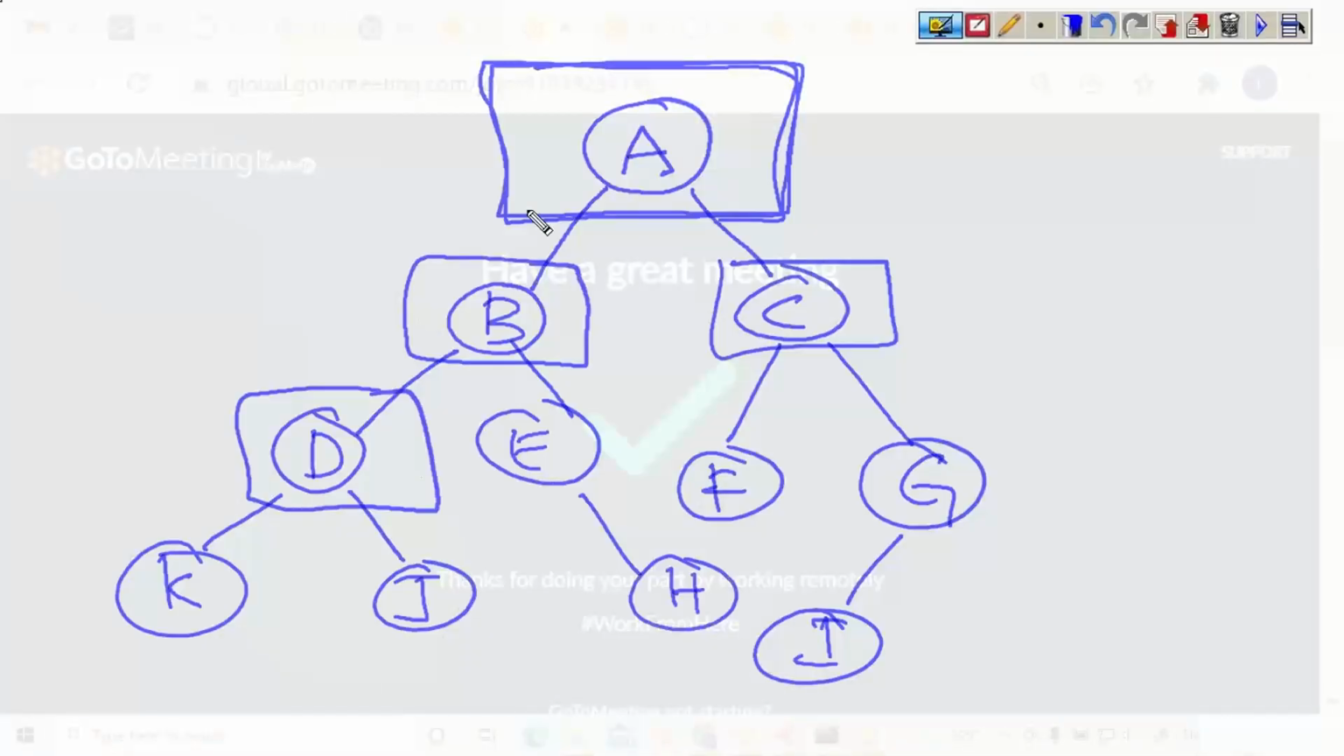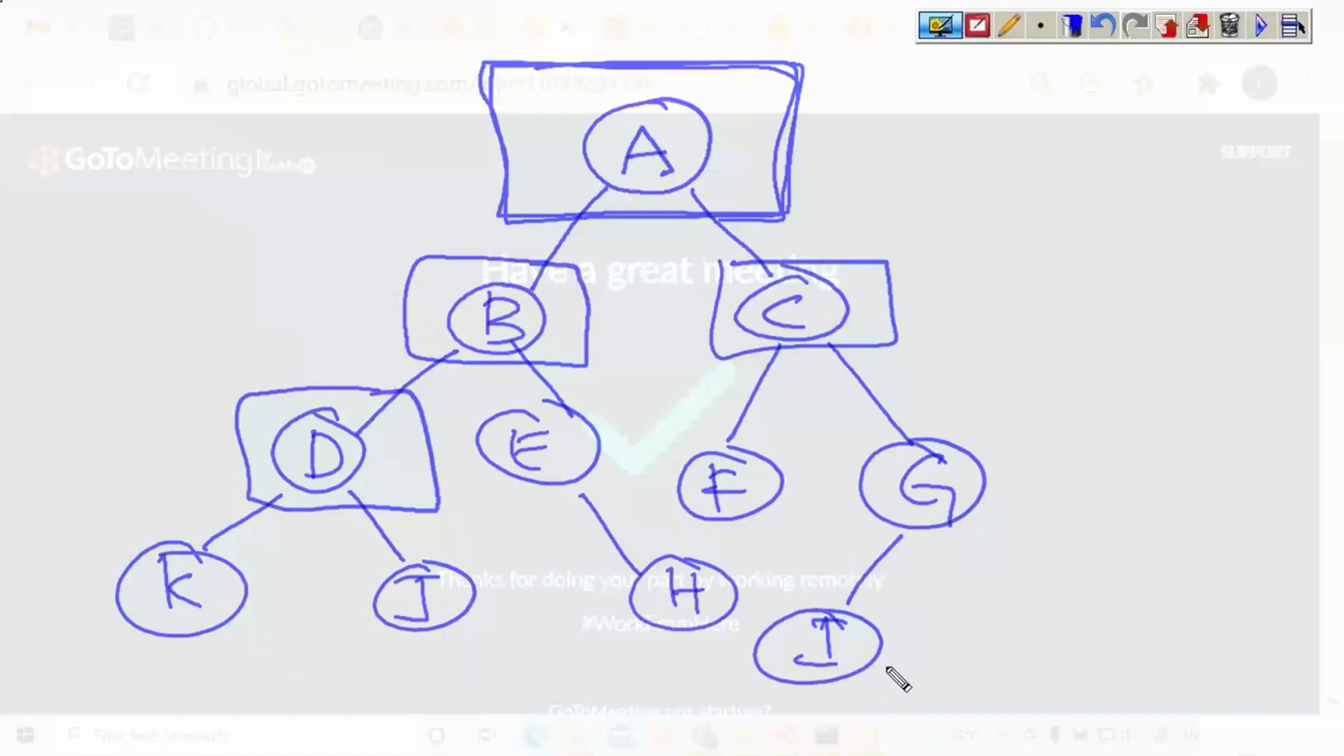We understood the basic tree structure. A is a root node for the entire tree. For A, two children, B and C. For B, again two children, D and E. For C, again two children, F and G. For D, two children, K and J. For E, only one child, that is H. For G, only one child, that is I.